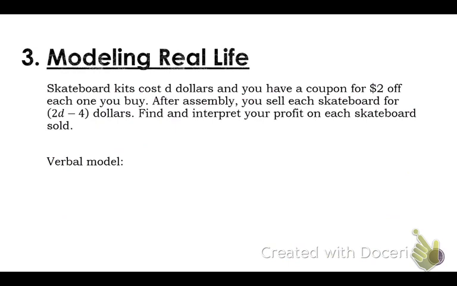Let's go ahead and try out a modeling real life problem. This is talking about skateboard kits. Skateboard kits cost you D dollars, okay? So that's just a certain amount of dollars. We're just giving it a variable D. And you have a coupon for $2 off each one that you buy. If you have $2 off, is that subtracting $2 from the price or adding $2? It's subtracting. It's a coupon. You're getting a better deal. Now, after assembly, you are going to go out and sell each skateboard for 2D minus $4. Find and interpret your profit on each skateboard sold.